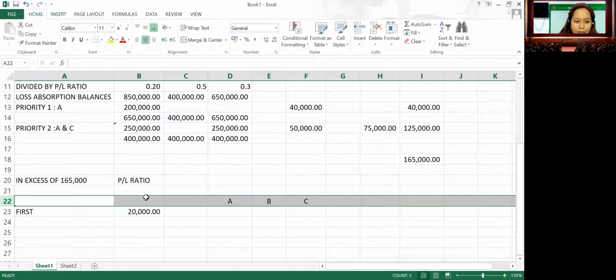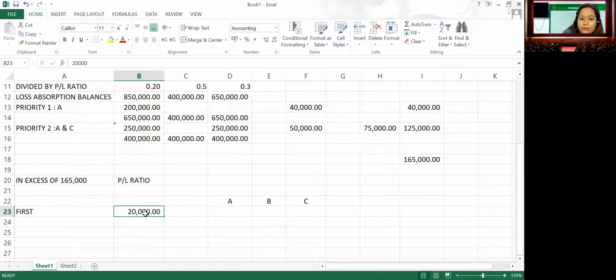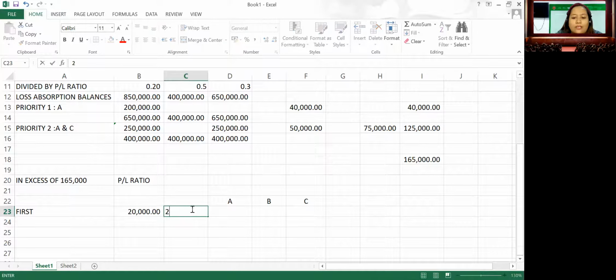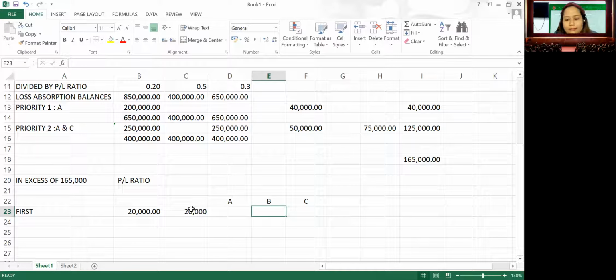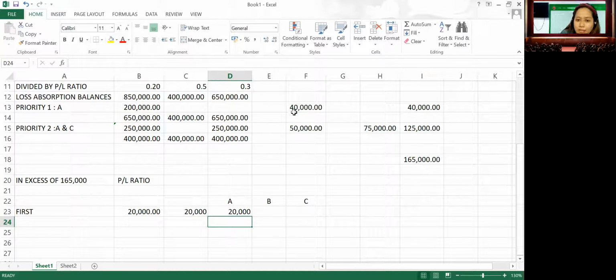Okay? So, yung 20,000 po, ang first priority natin ay kay A, 40,000, therefore, the entire 20,000 will be given to A. Okay. Hindi pa natin bibigyan si B, hindi pa natin bibigyan si C. Bakit? Kasi yung priority 1 natin si A, 40,000. Actually, kulang pa nga. Okay?